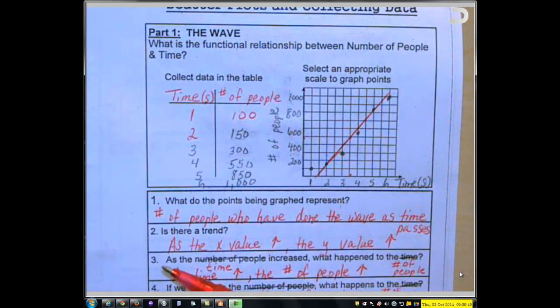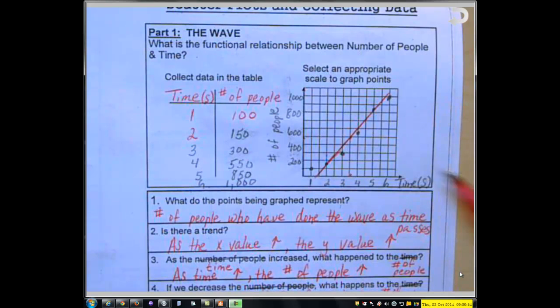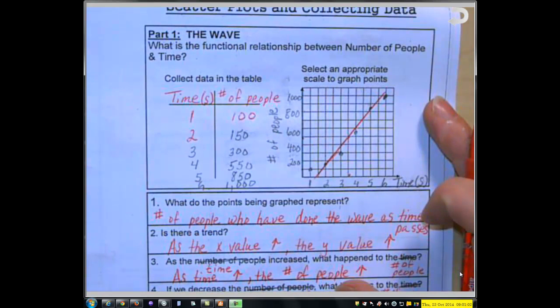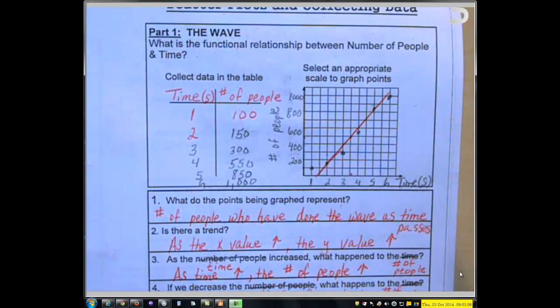Then it started to catch on even more. After 4 seconds, 550 people. After 5 seconds, 850 people, and then it tapered off, and after 6 seconds, 1,000 people had participated in the wave. So what I did was I graphed this on a graph. I had time on the x-axis, and I had number of people on the y-axis.